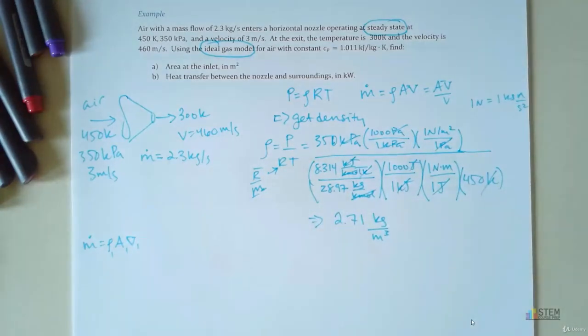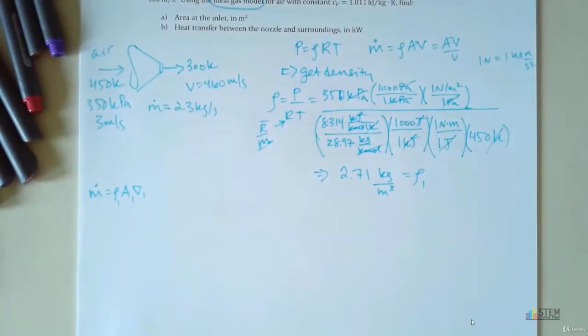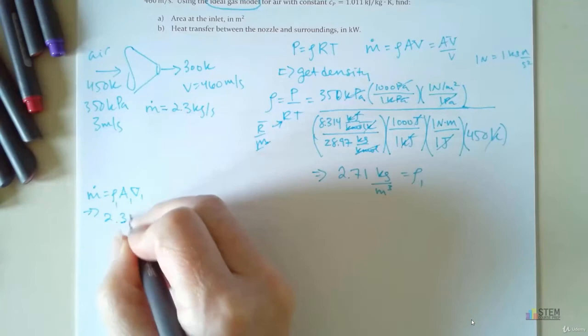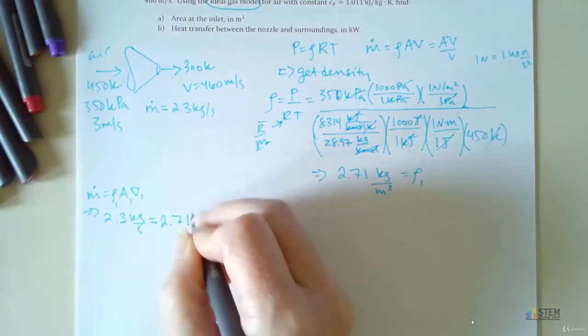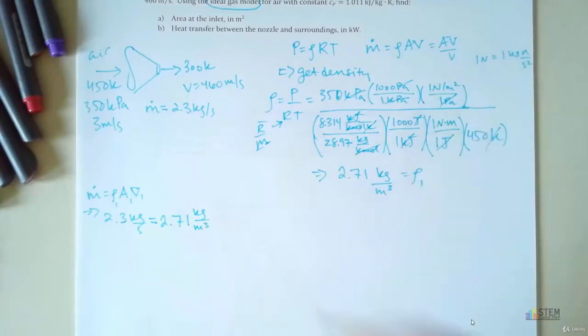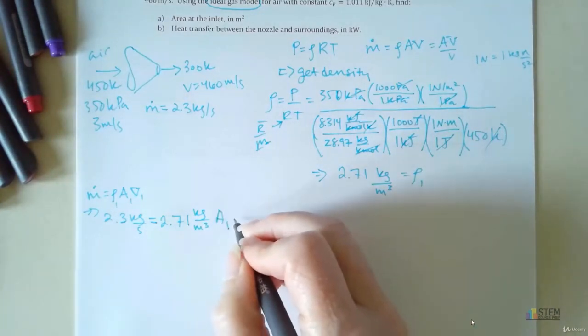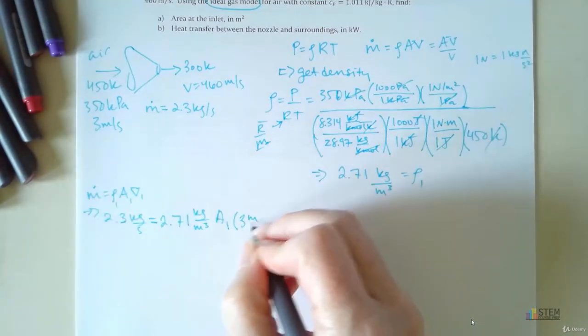Right, so we've got that. And remember, this is row 1. So we're going to have 2.3 kilograms per second. That's got to equal 2.71 kilograms per cubic meter times the area times the velocity, which is 3 meters per second.